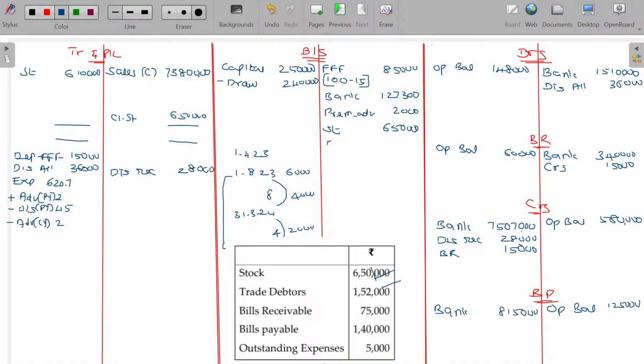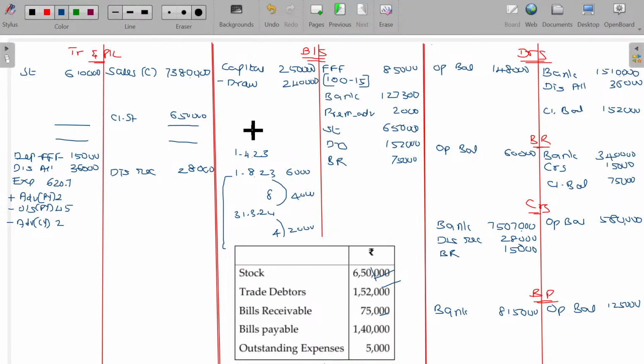And trade debtors, the value being 1,52,000. It should be posted in the debtors account, closing balance, 1,52,000. BR also we have closing balance. The BR here being 75,000. Another record should be in BR closing balance, 75,000.